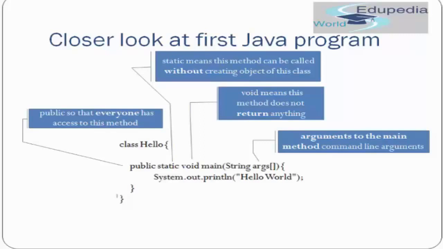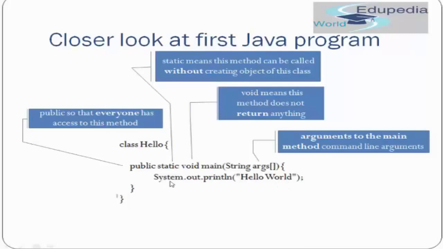After you have written the main method, it should be followed by opening and closing curly braces, and inside those curly braces you can write your code. Over here, we just want to print hello world. So we have written the statement System.out.println and in the parameter, we have passed hello world.